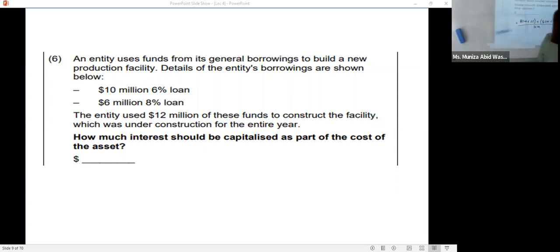So how much is it? The interest which is going to be capitalized is here. $0.81 million is going to be capitalized as the interest in your cost of the non-current asset. Clear? Shall we move on?